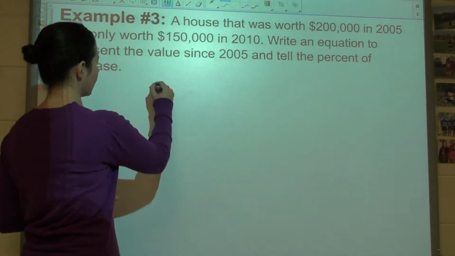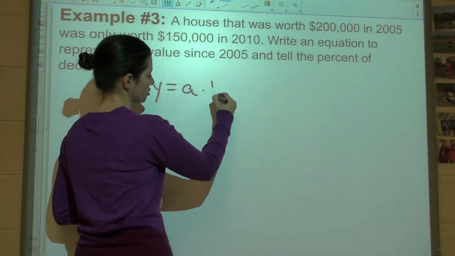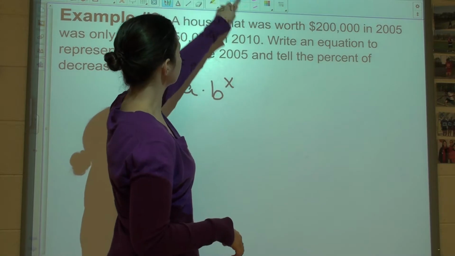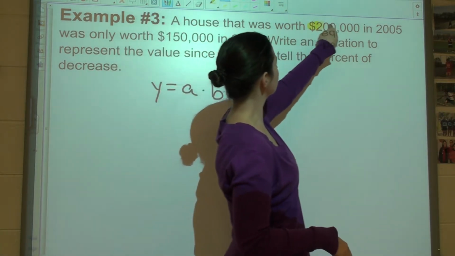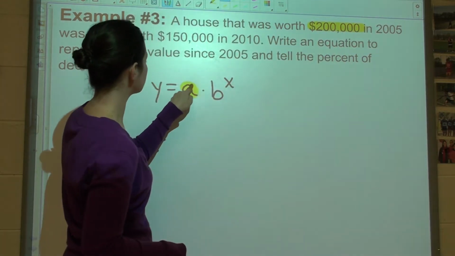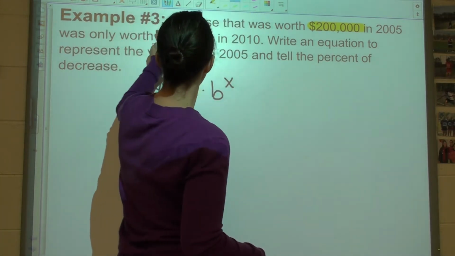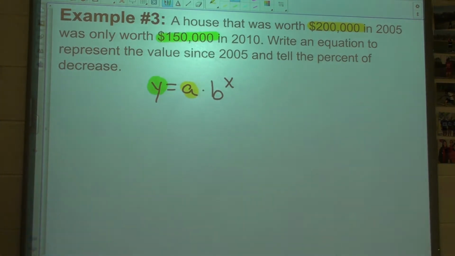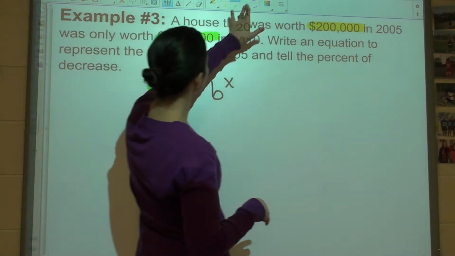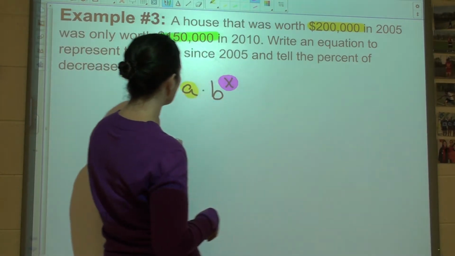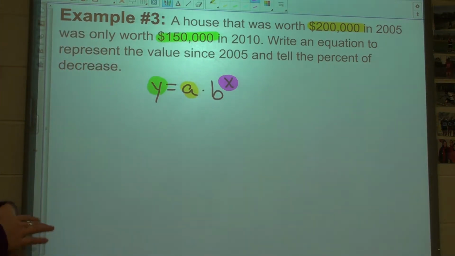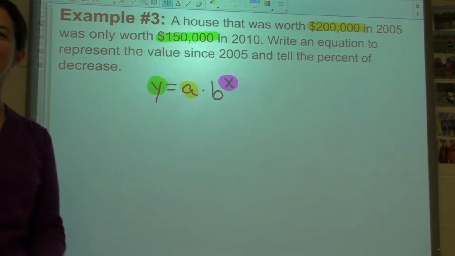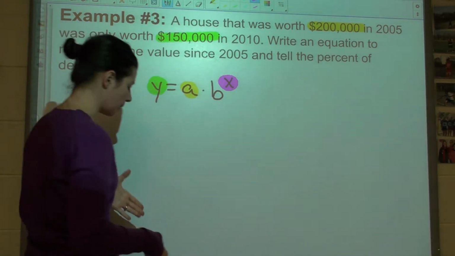So just like last time, we're going to start out with our general equation, y equals a times b to the x. But in this situation, we're going to have the house was worth $200,000, so that's going to be my initial value. It's now worth $150,000, which is going to be my y. That's what it's worth now. Now my x isn't exactly given to us here. But we know if it started off in 2005 and now it's 2010, that's going to be 5 years. So that's going to be my x.